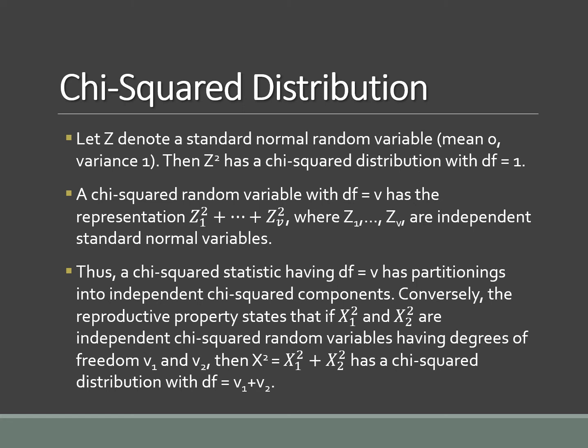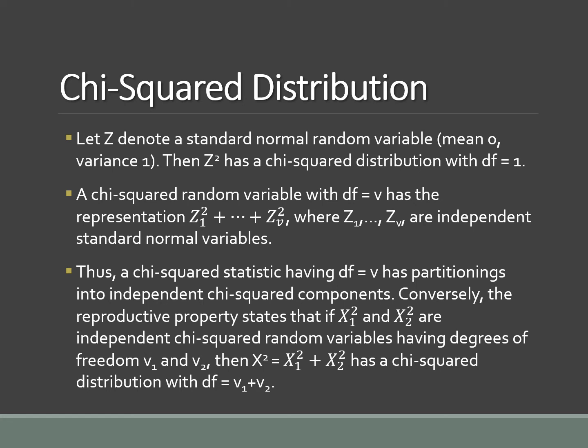Next is this scenario. A chi-square random variable with df equal to v has the representation of Z1 squared plus Z2 squared up to plus Zv squared, wherein Z1 up to Zv are independent standard normal random variables. Meaning, if you have a chi-square random variable, you could express it as a sum of the squares of standard normal random variables. But the decomposition of this is quite difficult. That is why what we will usually be seeing is that third remark.